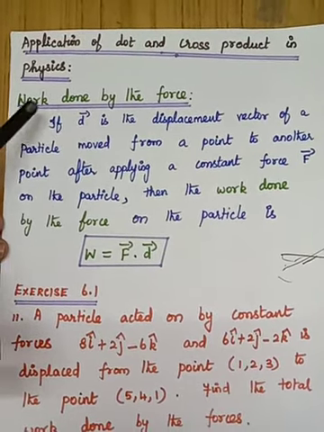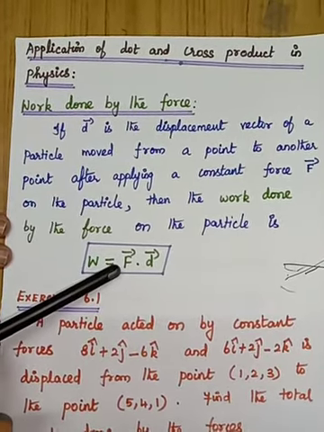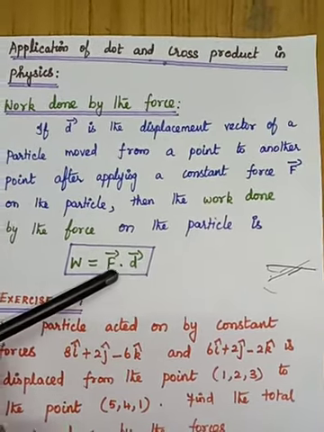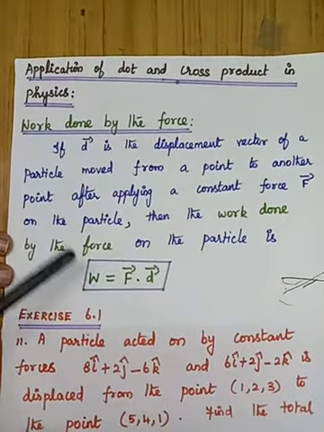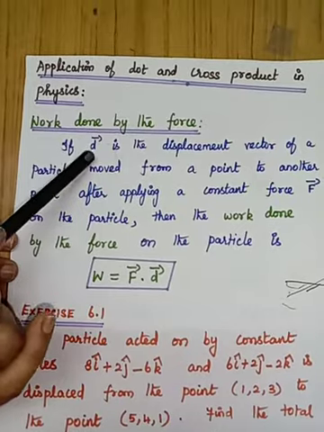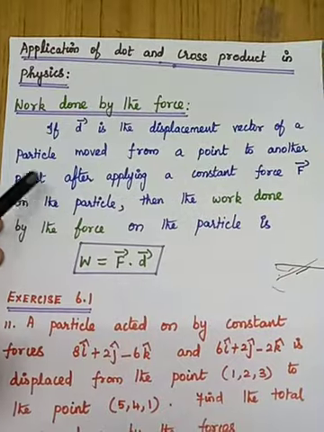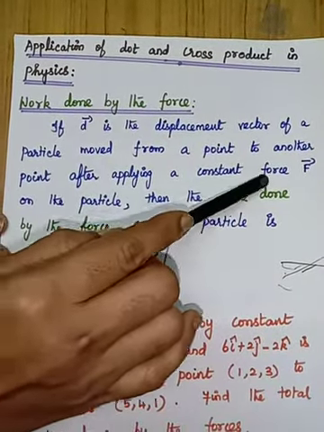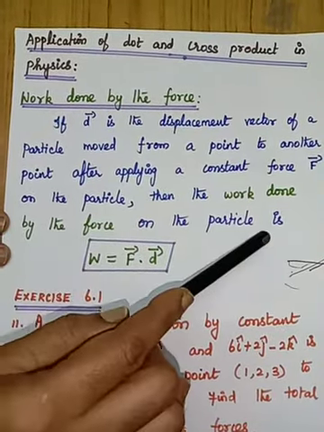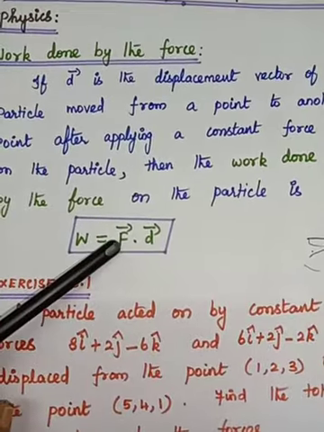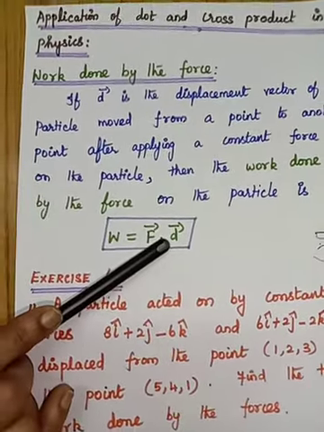Work done by the force is denoted W. The formula is F vector dot D vector. Here, using the dot product, we are going to find the work done by the force. The definition: if D vector is the displacement vector of a particle moved from one point to another point after applying a constant force F vector on the particle, then the work done by the force on the particle is W equals F vector dot D vector. So F vector is the force and D vector is the displacement.